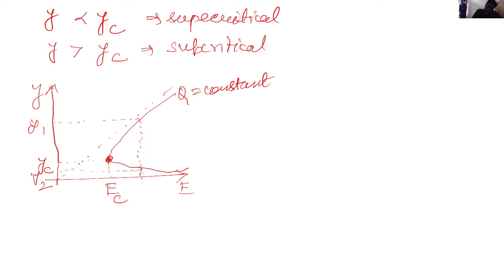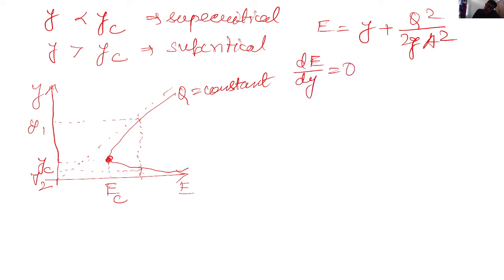Now just again writing the same expression, E is equal to y plus Q square by 2g A square. We want to find out the minimum energy E at a constant Q. So for that we can take the first derivative of this term. dE by dy can be taken as 0. Let me take any cross section, not just the rectangular one.